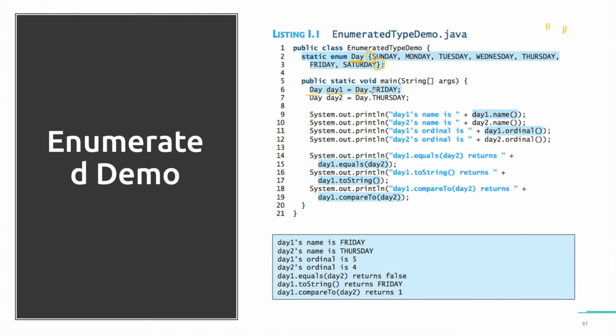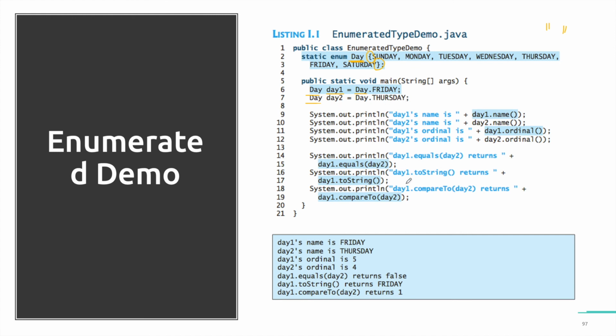That value is Day.Friday. Another example, we can define another day, and here in this example we used the data type Day. day2 is equal to Day.Thursday.